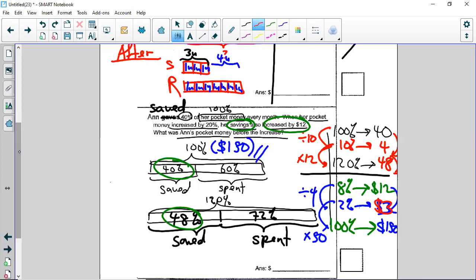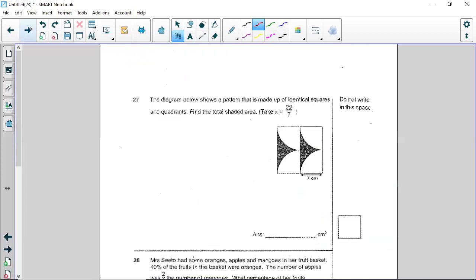Okay, let's go on to the next question. The diagram shows a pattern that is made of identical squares and quadrants. What is the total shaded area? There are a few ways to do this, but let's do the traditional, normal way, which is to find the square area.